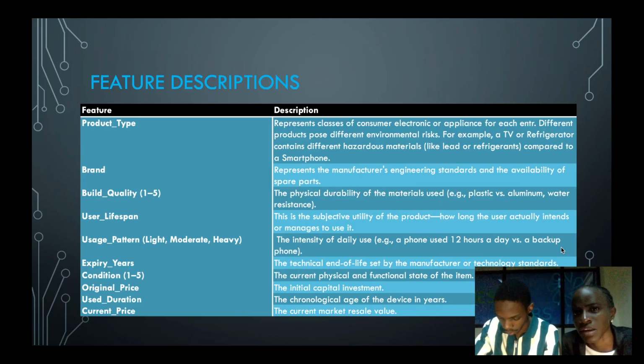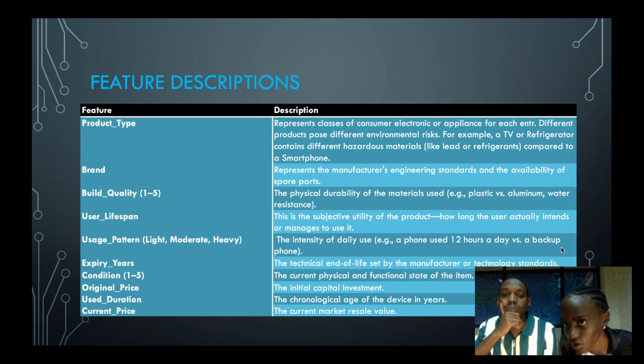Then user lifespan. As a user, when you're buying this device, how long do you expect to use it? Then we have the usage pattern, that is light, moderate, heavy. That is evident in phones. Realize sometimes the phone can tell you that, oh, today you used your phone too much.